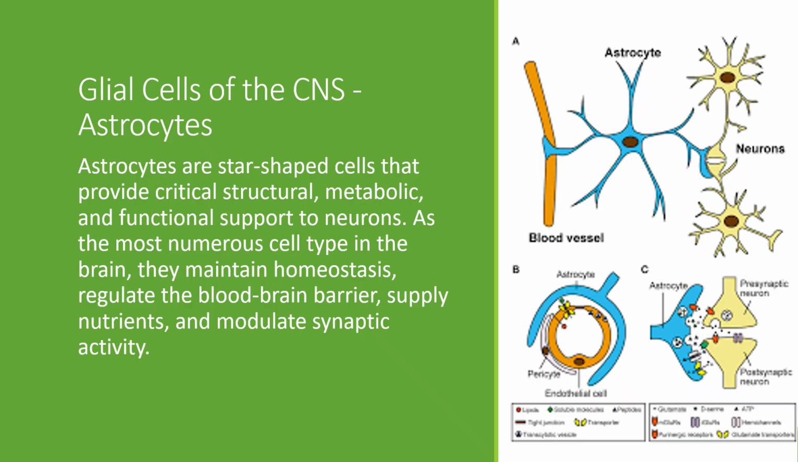They maintain homeostasis. They help to regulate the blood-brain barrier that we'll be talking about. They supply nutrients, and they help to modulate the synaptic activity. So the astrocyte is the blue one that you see there.